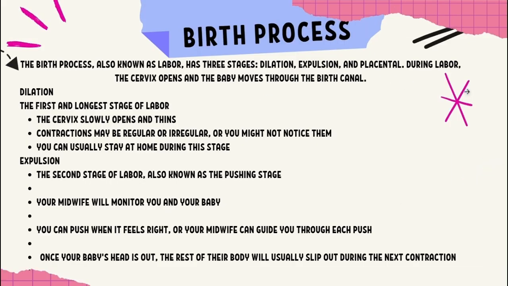The birth process, also known as labor, has three stages: dilation, expulsion, and placental. During labor, the cervix is going to open and the baby is going to move through the birth canal. So the first thing is dilation. This is the first and longest stage of labor. You may have watched a YouTube video or movie where the doctor says 2 centimeters dilated or 3 centimeters dilated. That is the first part of the birth process.